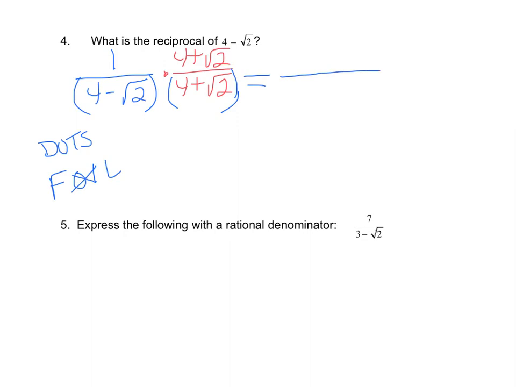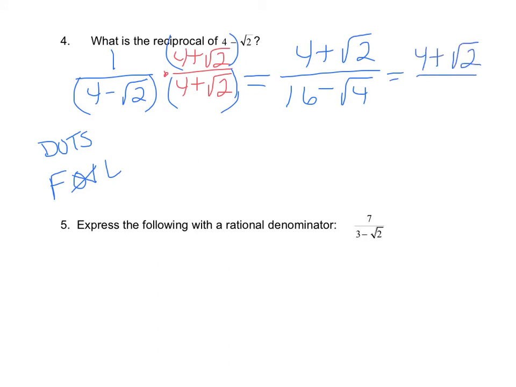4 times 4 is 16. Negative times a positive is a negative. Radical 2 times radical 2 is radical 4. On the top, it's just distributive property. 1 times 4 plus radical 2 is 4 plus radical 2. So let's neaten this up. 4 plus radical 2 can't be simplified anymore, so it comes over. Radical 4 is 2, so 16 minus 2 on the bottom. So now I have 4 plus radical 2 over 14.